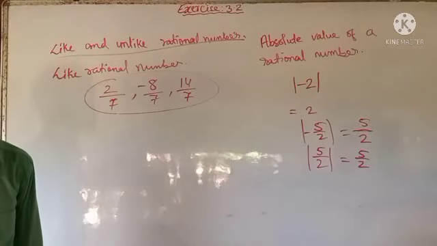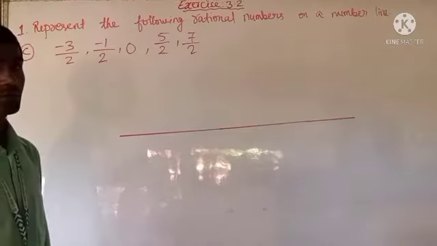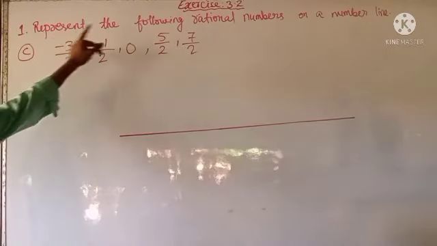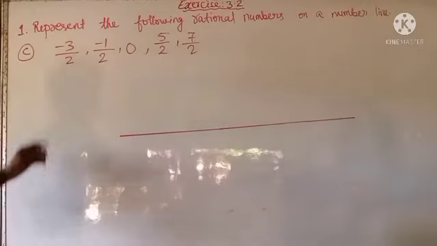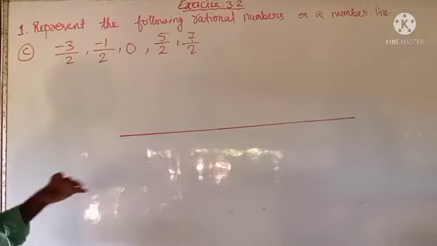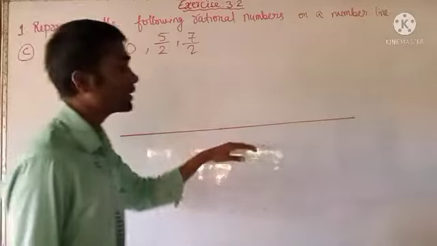So let us start with our exercise 3.2. Here question number 1: Represent the following rational numbers on a number line. Here some rational numbers are given and then we are asked to represent them on a number line.